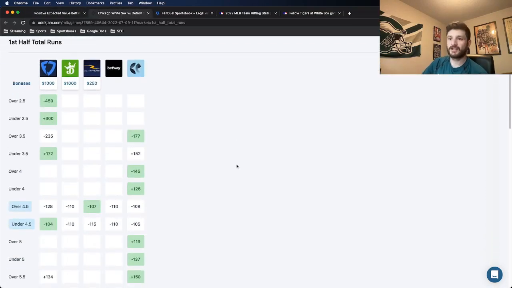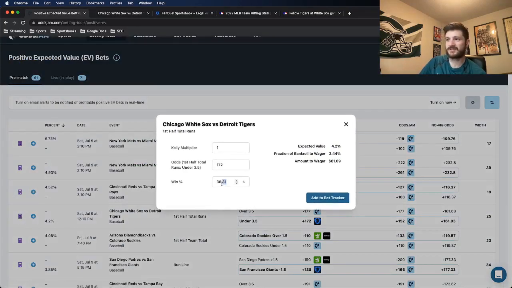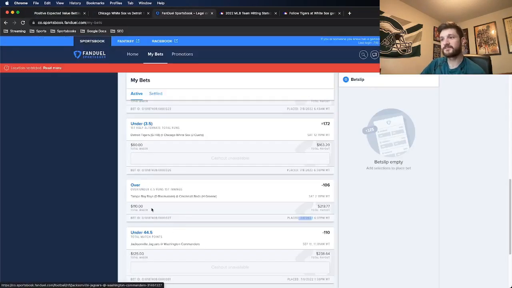So again, looking into the markets, so under 3.5, unfortunately, there wasn't anything to compare to because of the early nature of which the bets that I'm placing, but it still is positive EV, so I ended up locking this one in. The win percentage isn't quite as high. It's like 38%, so I didn't put as much on it. This was roughly a $60 bet that I placed, as you can see here. Placed it on FanDuel, 60 bucks.